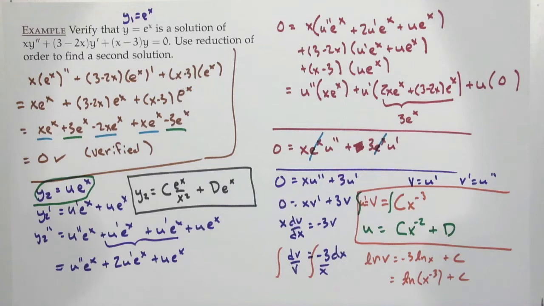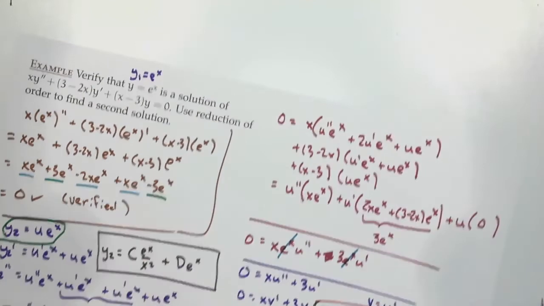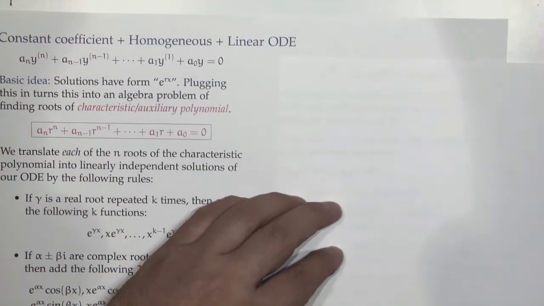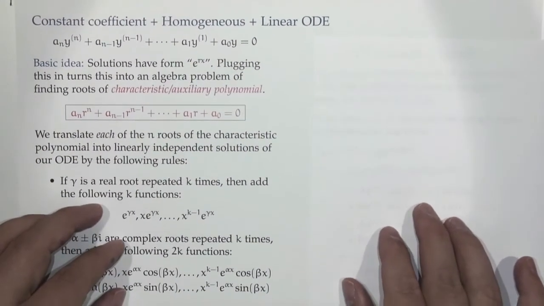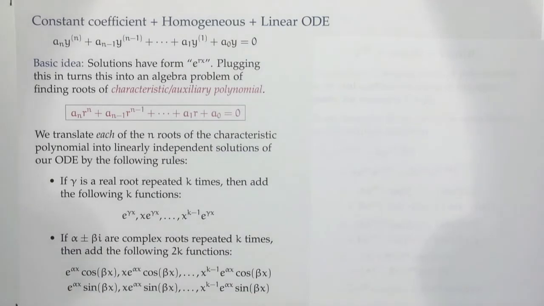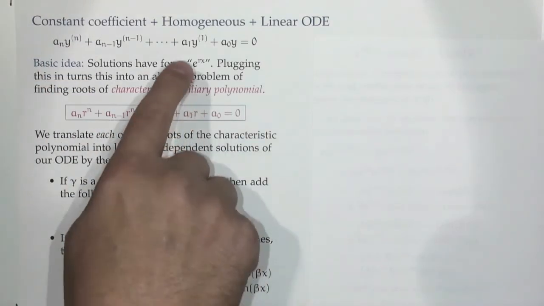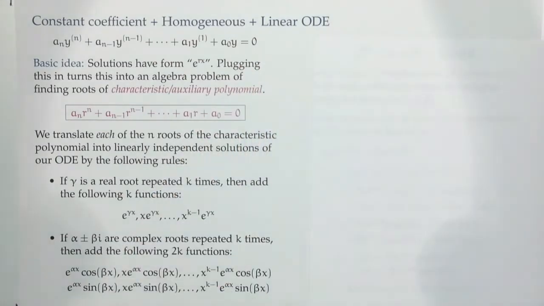On to today's topic. All right, so what's for today? We're talking about our favorite kind of differential equation. And 3 keys: constant coefficient, homogeneous, linear. Perfect, perfect. And this is our favorite type of differential equation.